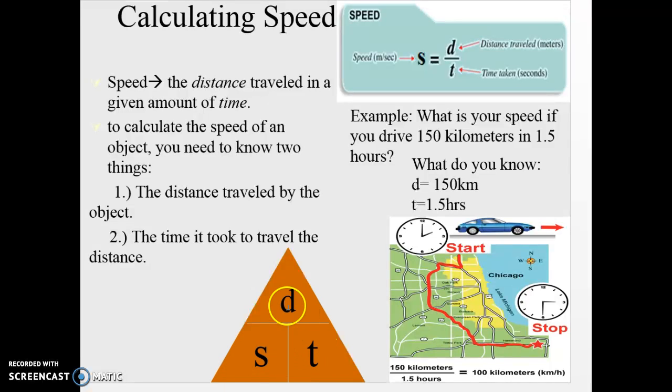So again, the formulas are distance is equal to speed times time. Time is equal to distance divided by speed. And then speed is distance divided by time. So here I have an example.